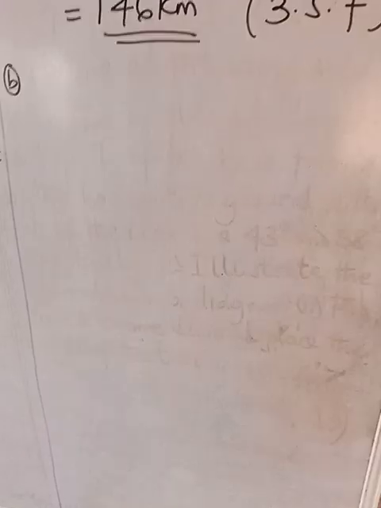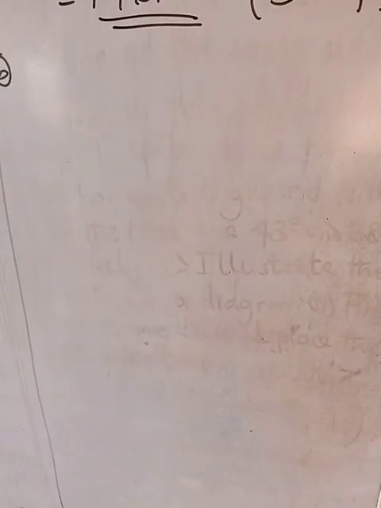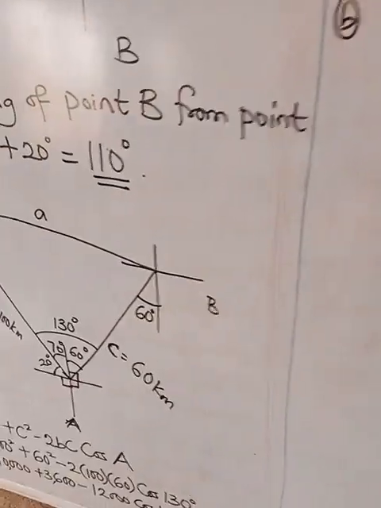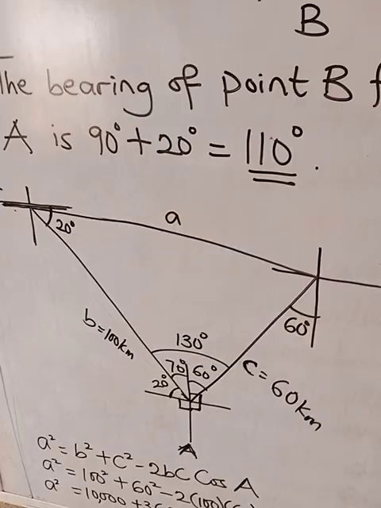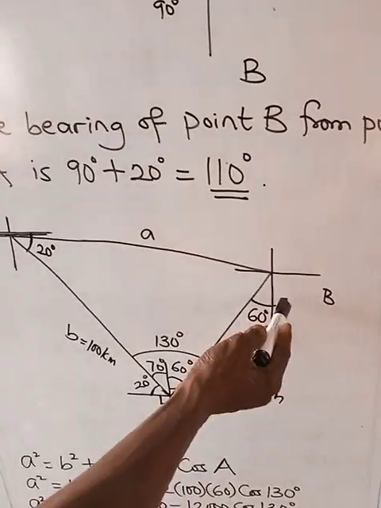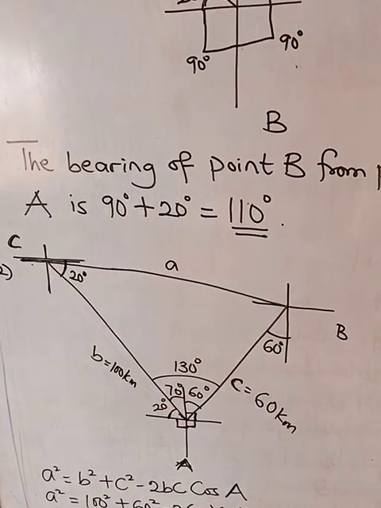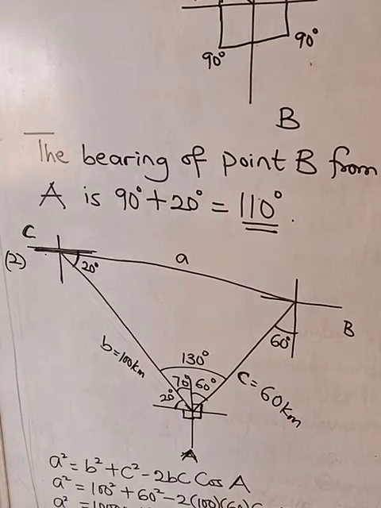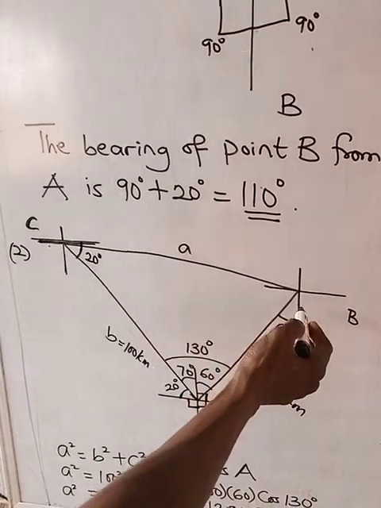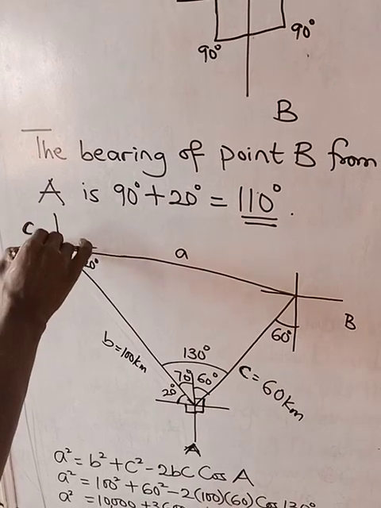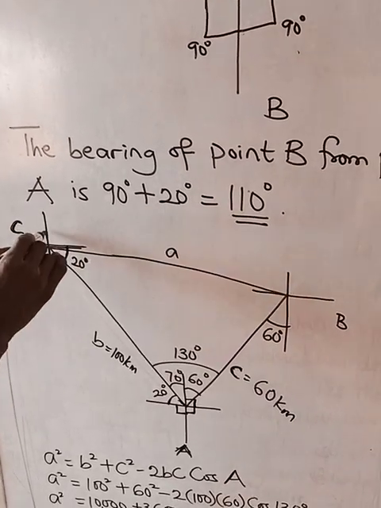Now the second one, the big question: I want to find the bearing of B from C. Let's come back to the sketch. We want to find the bearing of B from C. I said bearing starts from the north. This is C. So you start from this.